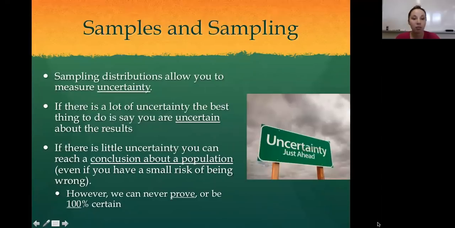So like I was saying earlier, we can have uncertainty with our sampling distributions. And a good thing about our sampling distributions is that we can measure that level of uncertainty given the amount of people that we have in the sample and that sort of thing. So this is a really good thing about sampling distributions. If there's a lot of uncertainty in our sample, the best thing that you can do is just to be upfront about that and say there's some uncertainty about our results. And this is totally fine. We see researchers doing this all the time.